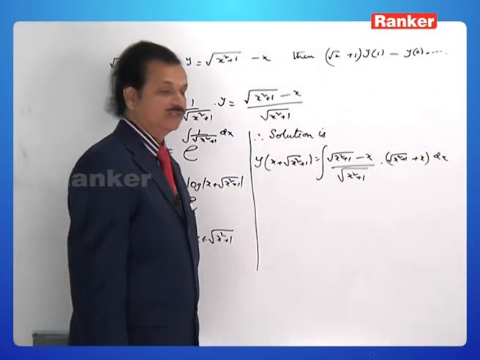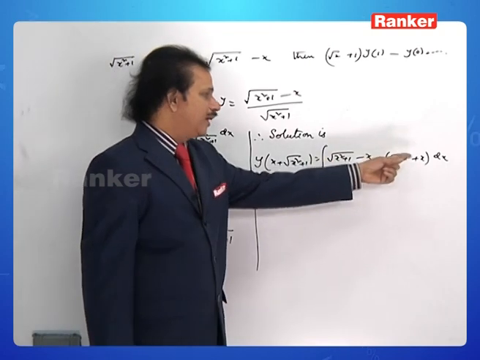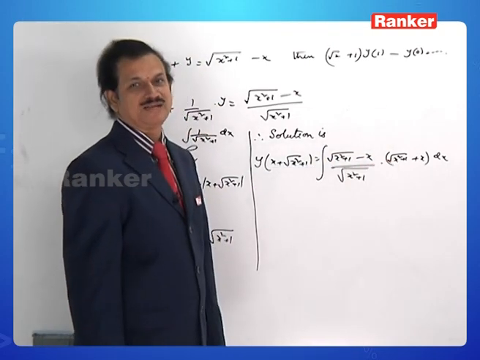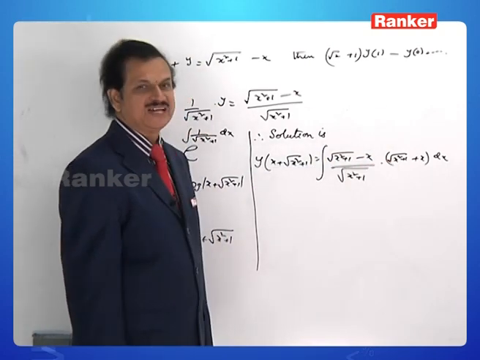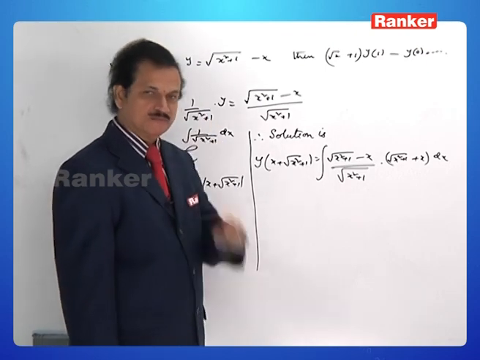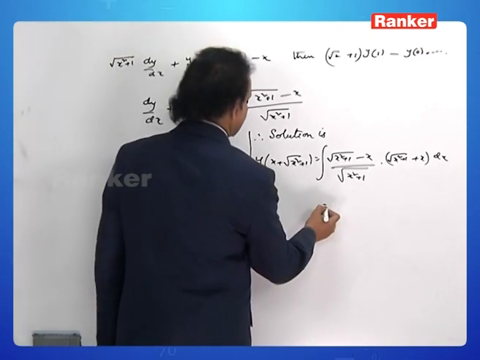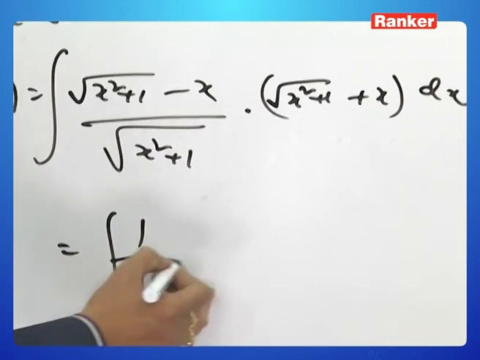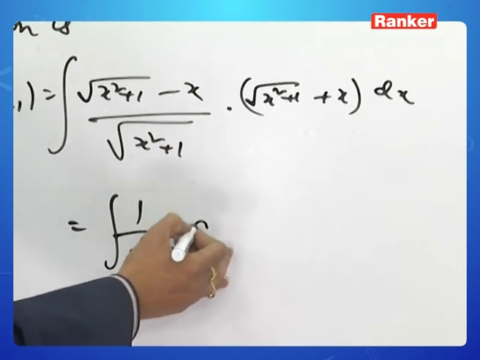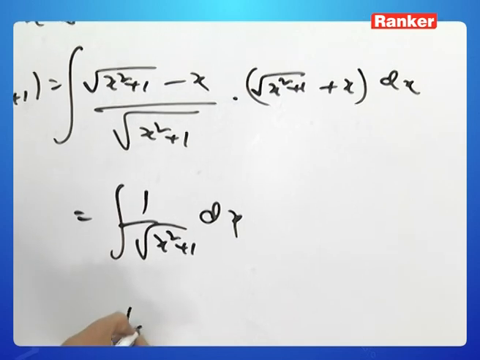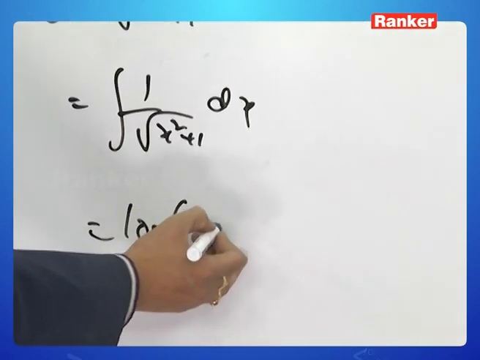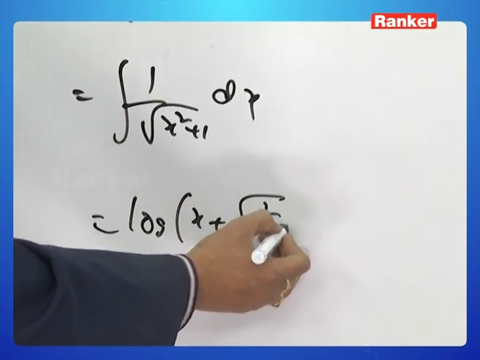Observe it very carefully. (a minus b) into (a plus b) is a square minus b square. x square plus 1 minus x square, what happens? 1 will remain there. Hence it is the integral of 1 by root of x square plus 1 dx, and again this is log mod x plus root of x square plus 1 plus c.